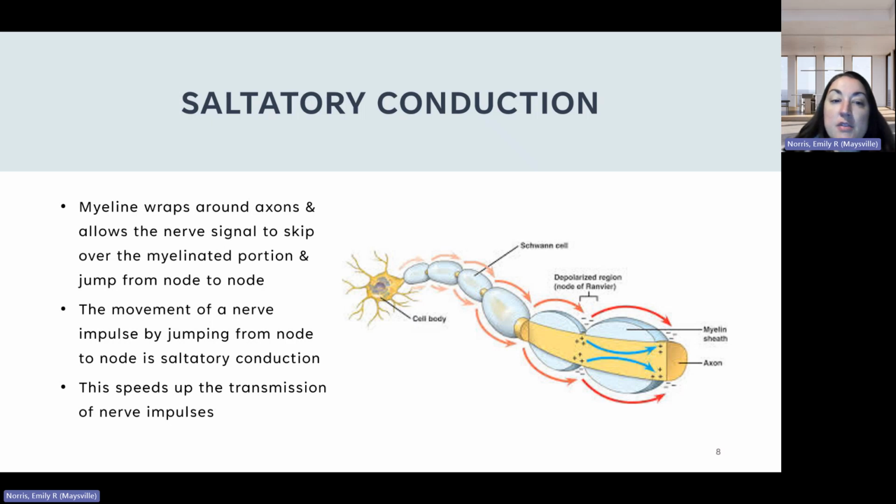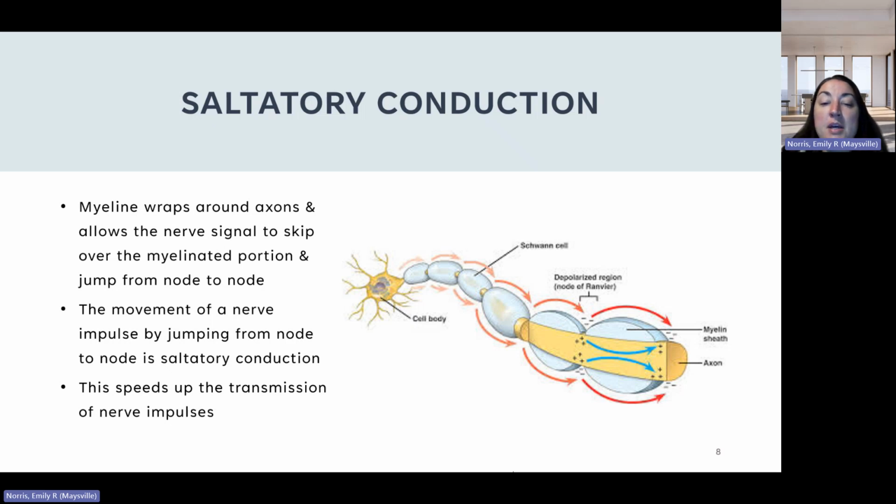Saltatory conduction. So myelin wraps around axons. It allows the nerve signal to skip over myelinated portions and jump from node to node. So in between the Schwann cells, which are in the peripheral nervous system and not the central, but there is myelin in the central as well. It's just not called Schwann cells.